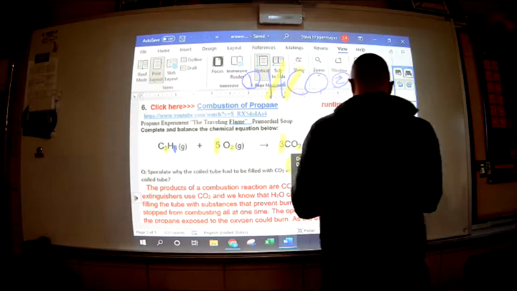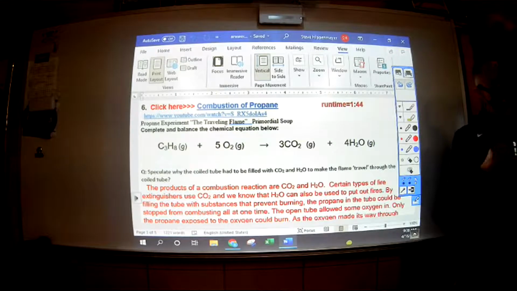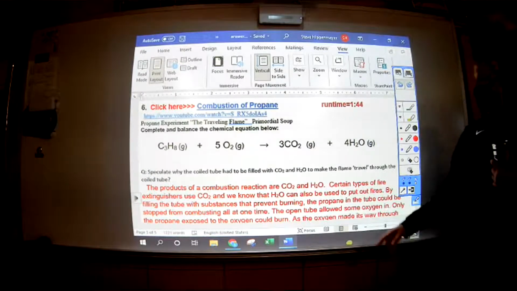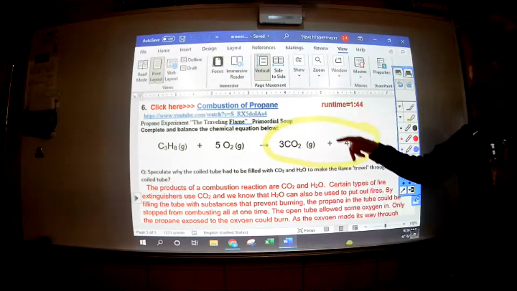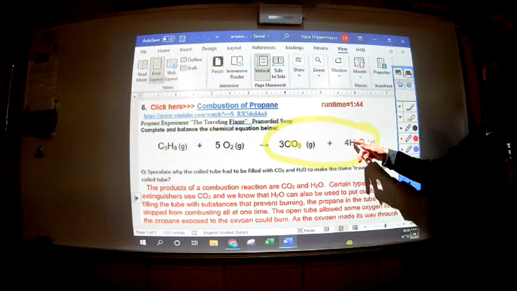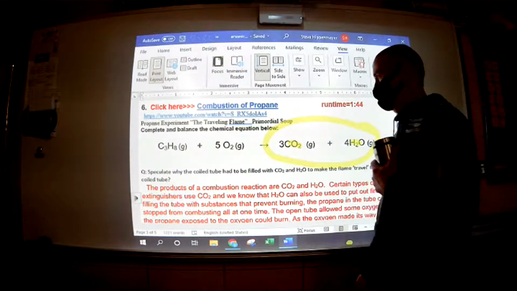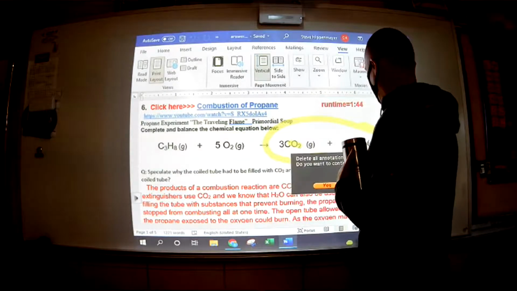The products of a combustion reaction. There is one like this on the exam. If you remember the Hollister rule, it's seconds to balance. But they do not tell you what the products are. You have to know the products of a combustion reaction are CO2 and H2O. And that comes into play on this very reaction.